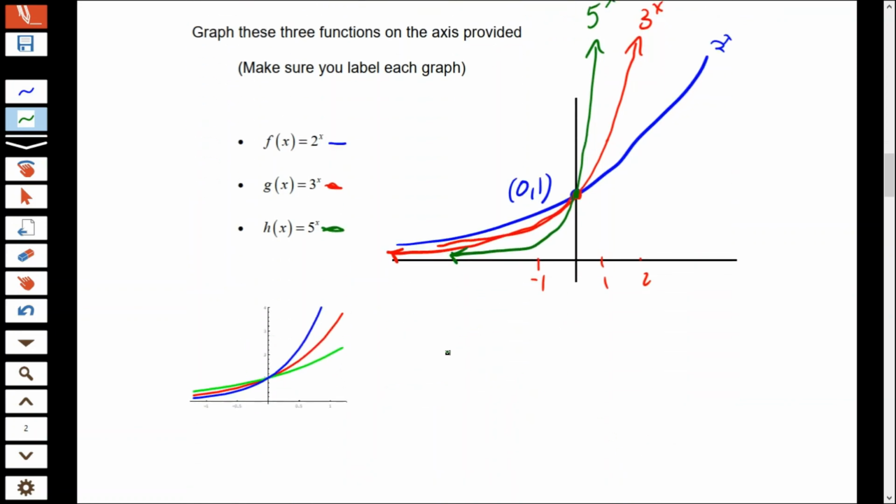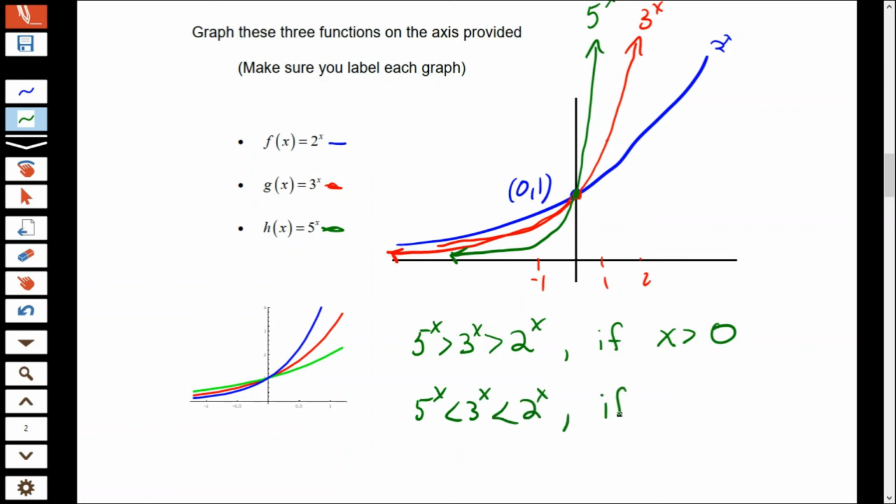All right? So we can say that 5 to the x is greater than 3 to the x, which is greater than 2 to the x, if x is greater than 0, but all of that is switched if we're talking about negative exponents, if x is less than 0. And so we have these different types of increasing graphs. All right? Thanks.